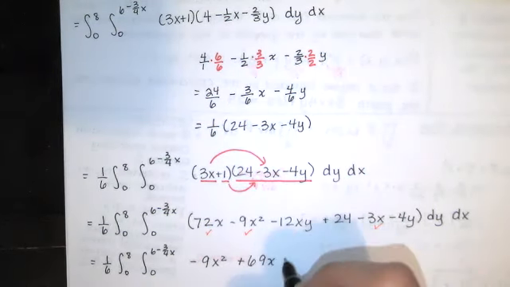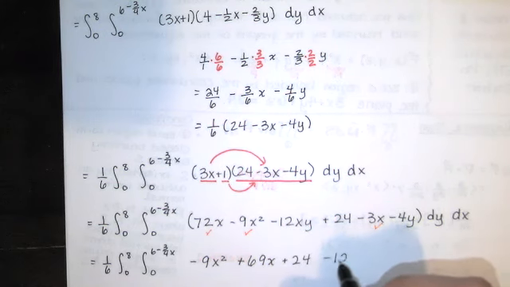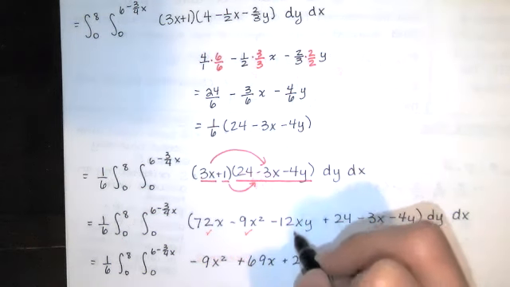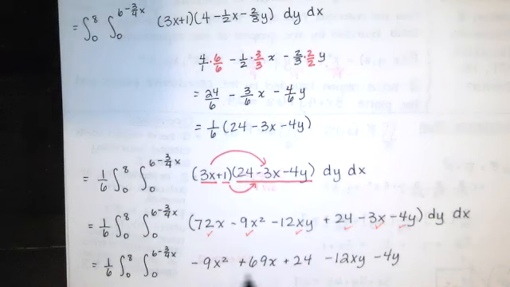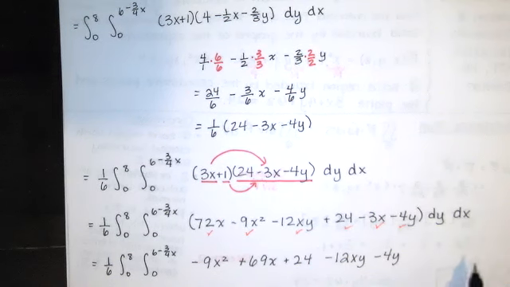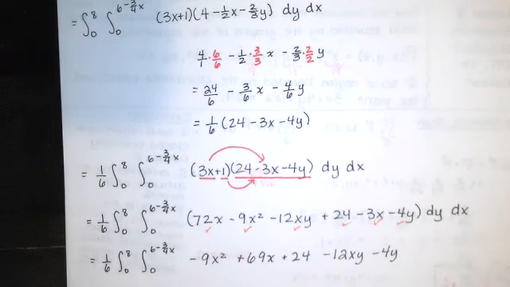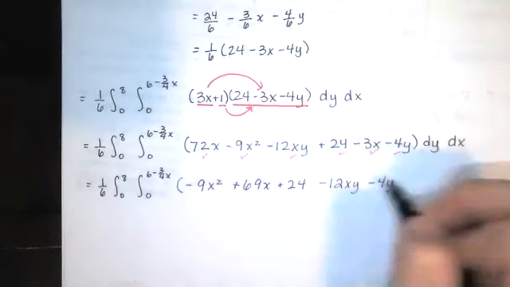I have a plus 24. Then I have a minus 12xy and a minus 4y. I'm just choosing to organize everything this way because all of these are constant with respect to y. So I'll get each of these times y when we integrate. And then these two have y's in them, so I'll have to use the power rule for those two terms.